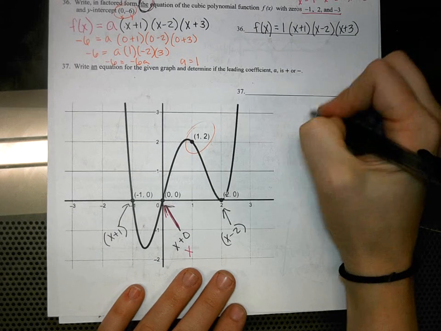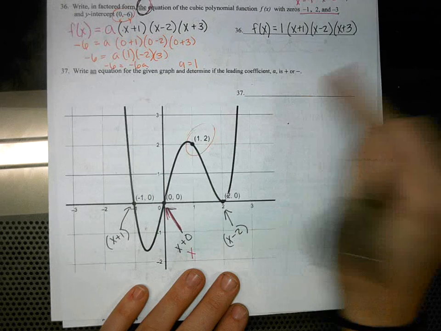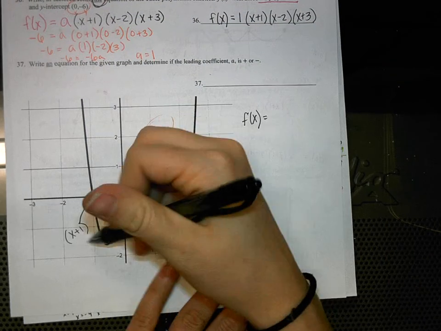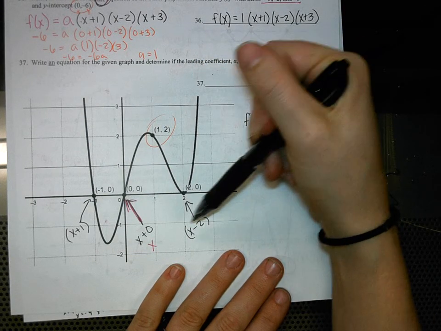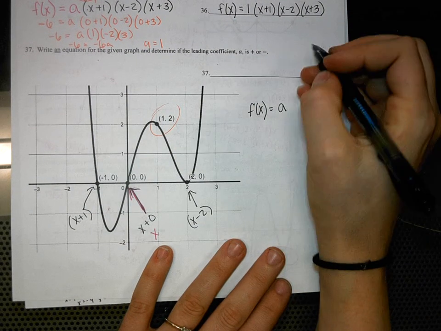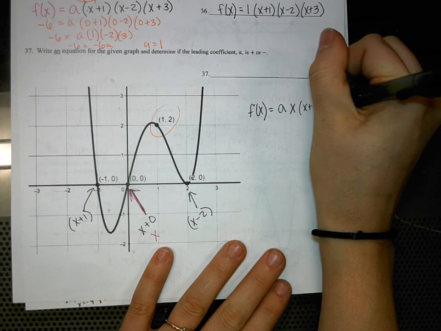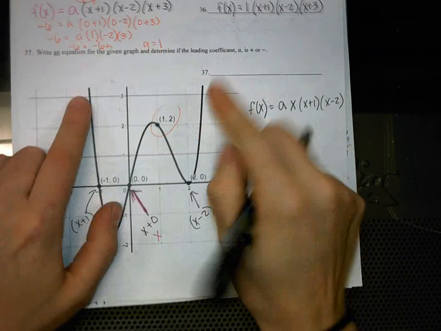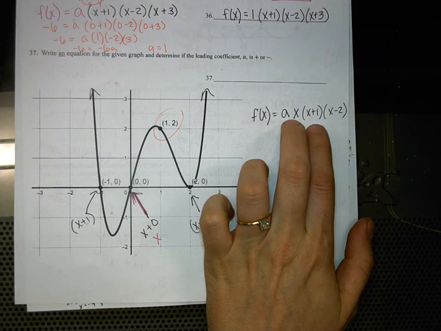This function doesn't have a name, so we can name it whatever we want. We usually use f of x if we're not sure. I don't know the a value yet. I do know that I have 3 factors: x, x plus 1, and x minus 2. But look at my end behavior. They're going in the same direction, which means it needs to be an even degree. This equation is currently an odd degree. x times x times x is x to the 3rd power.